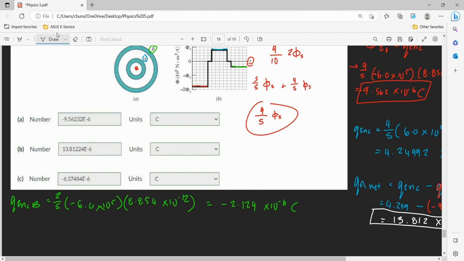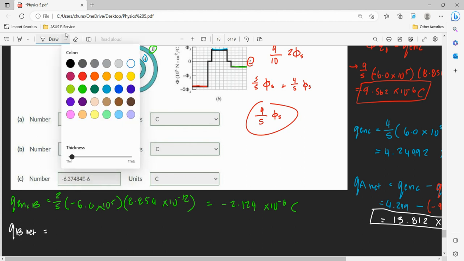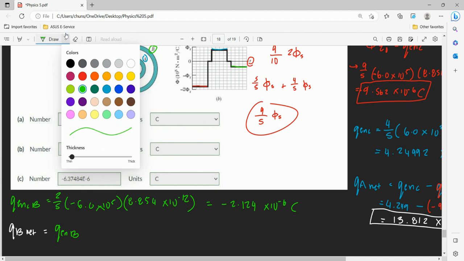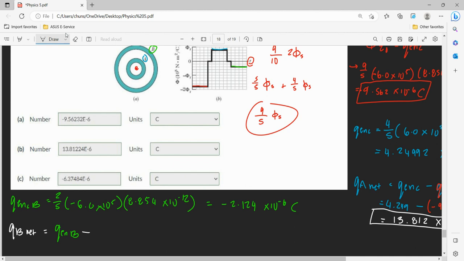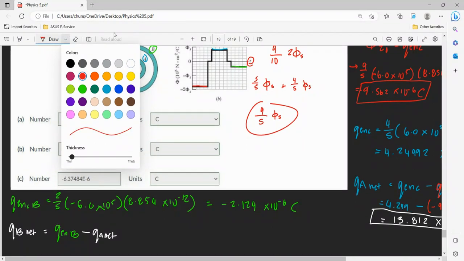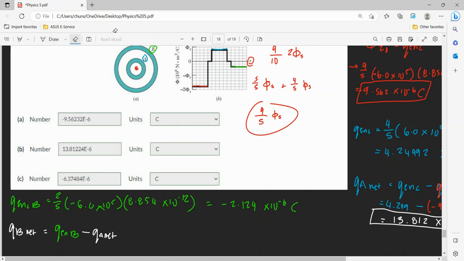And to find our total, we would have to do our Q enclosed at B, and then minus what we got at Q A net, and minus our central one. Actually, no, at net that already includes both of them, doesn't it? Sorry, no, I lied. I was right the first time. Minus our Q central.